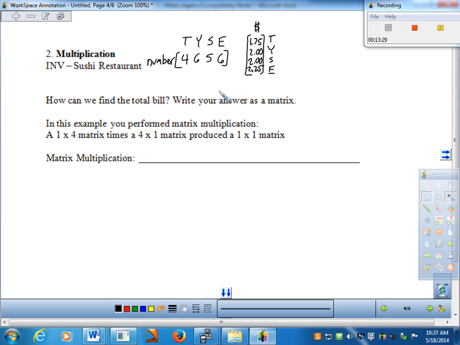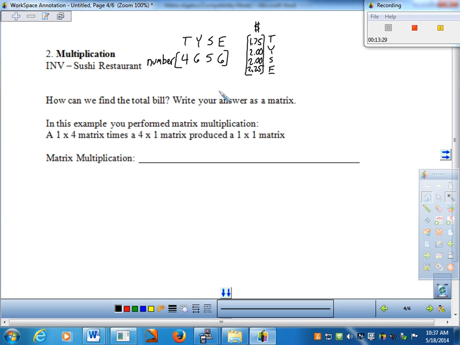And we have one matrix to the left, one matrix to the right, and essentially here's what I'm after. How can we find the total bill and write your answer as a matrix? So take a moment and think of it. Think about the way I labeled the categories in each matrix. And what if I asked you to total the bill? What would you do? What operations would you perform in order to get it?